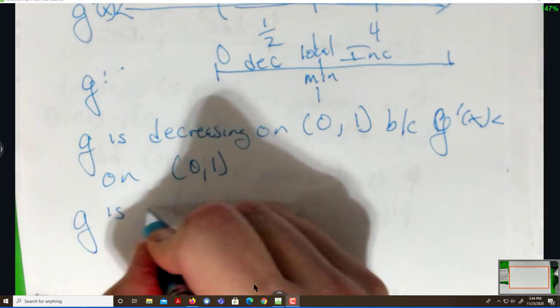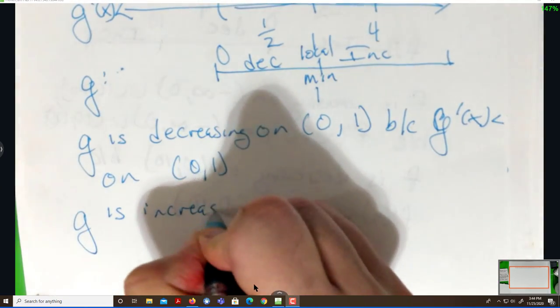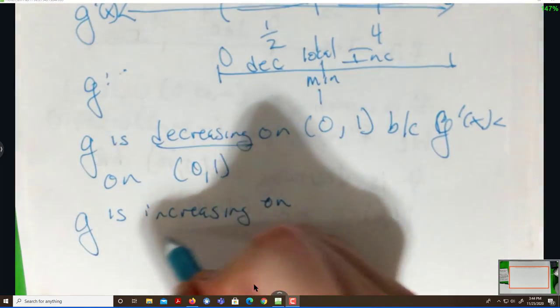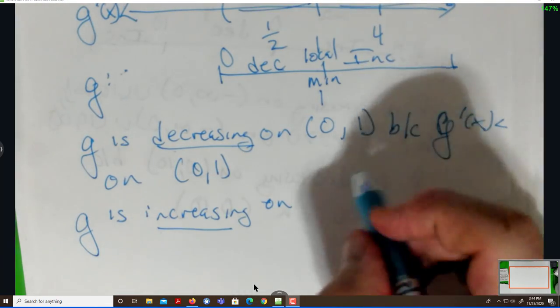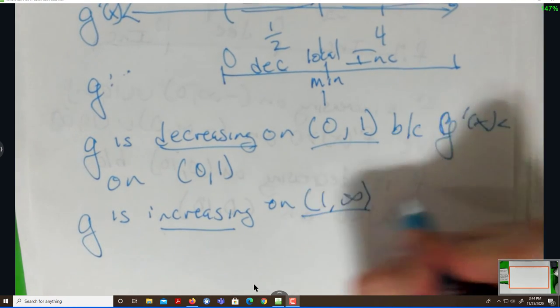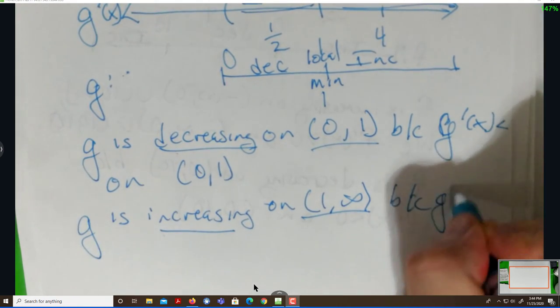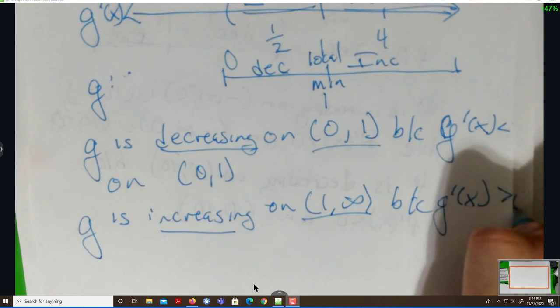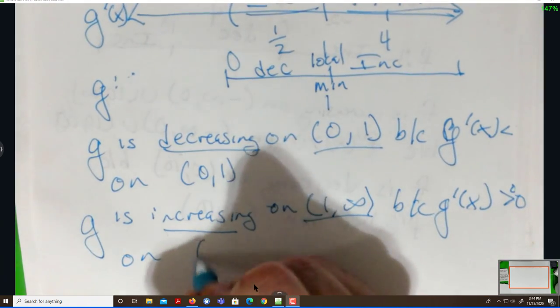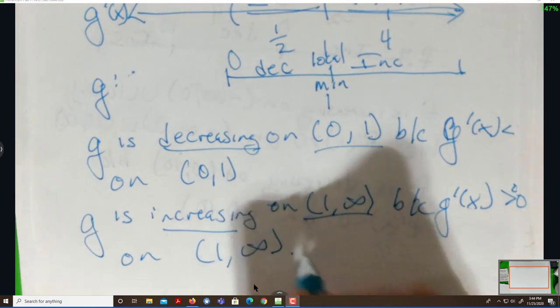G is increasing. Notice the only word I changed there was from decreasing to increasing. I'll change that interval to 1 to infinity because the derivative, well, if it's increasing, it better be positive. Oops, off my paper. On the open interval from 1 to infinity.